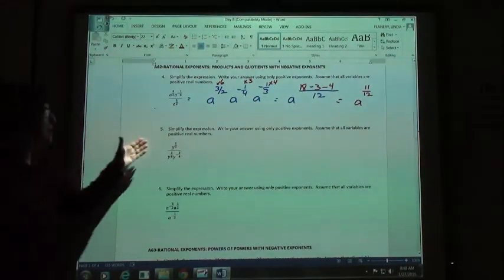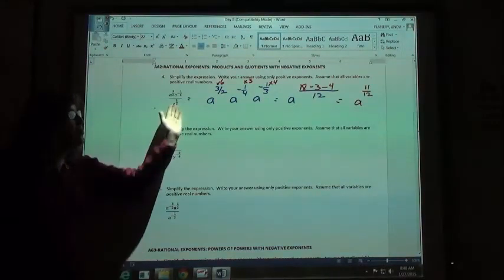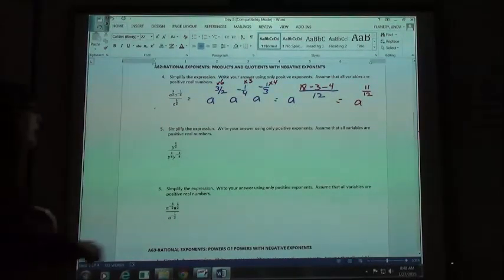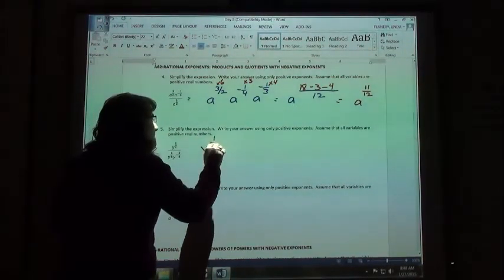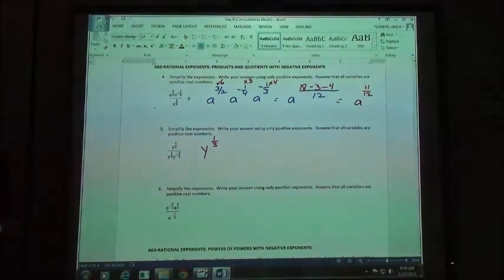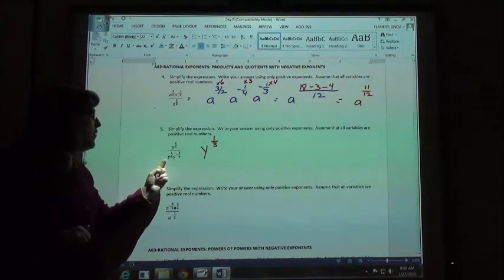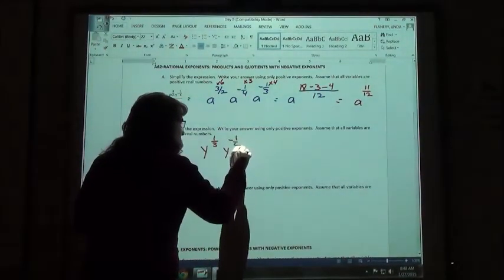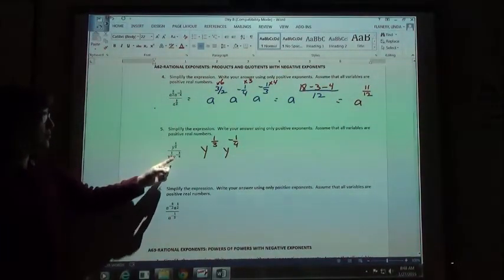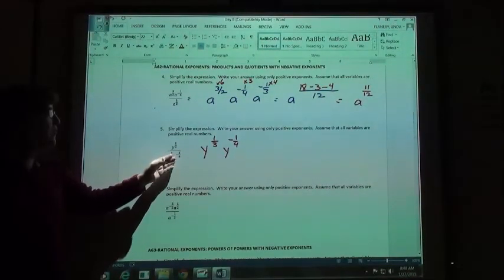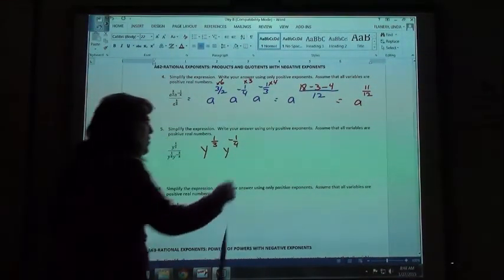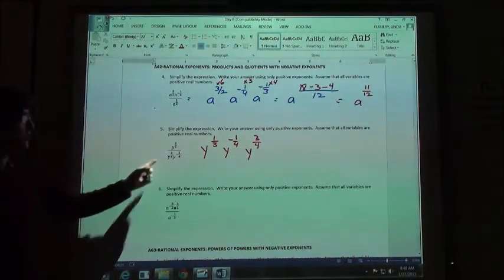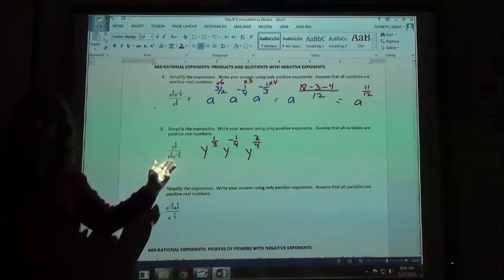So number 5, same thing. I want to move everything up to the top, so it's just a plain multiplying problem because then I can add my exponents. The y to the 1/3 is going to stay the same because it was already on top. I'm going to move the y to the 1/4 from the bottom to the top, so now it's going to be y to the negative 1/4. I'm also going to take the y to the negative 3/4 and move it from the bottom to the top. So now that one's going to be y to the positive 3/4. So the ones from the bottom, when I move them up, the signs are going to change.